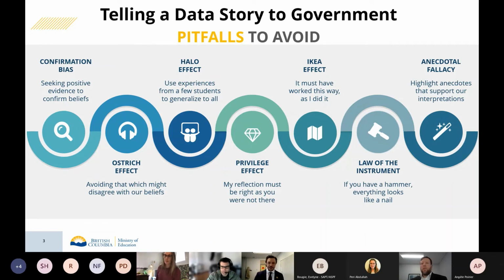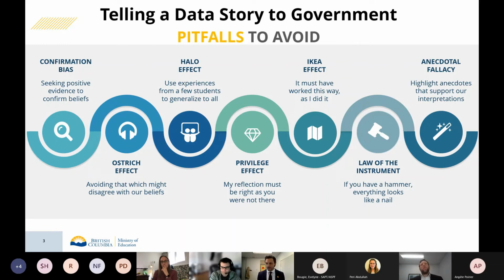Halo effect: using experiences from a few, in this case students, to generalize to all. Again, this is stereotyping. In a cognitive space it's understandable, but in a public policy space, we really have to disrupt and break that apart. Privilege effect: my reflection must be right, as you were not there. This is where a combination of different types of data can be very, very helpful. IKEA effect: it must have worked this way, as this is the way that I did it. Law of the instrument, I think you've all heard this before: if you have a hammer, everything looks like a nail.